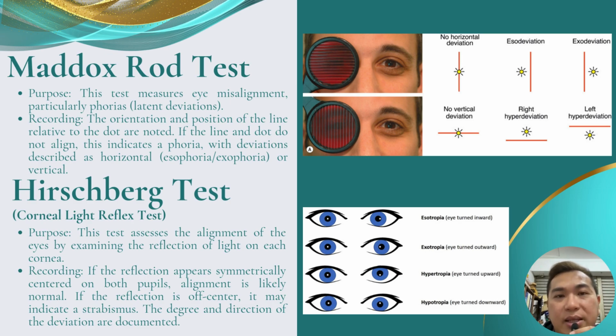To perform the Hirschberg test, we shine a light toward the eyes and observe the light reflex on each cornea. If the reflection is centered on both pupils, alignment is likely normal. However, if it's off-center, it may indicate misalignment. The degree and direction of the deviation are then recorded to give us a clearer picture of the alignment issue.